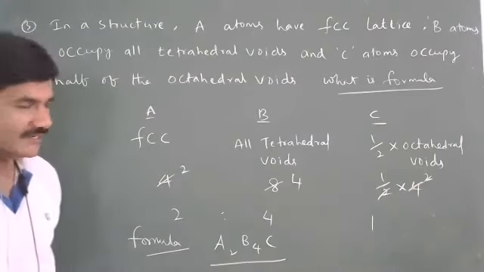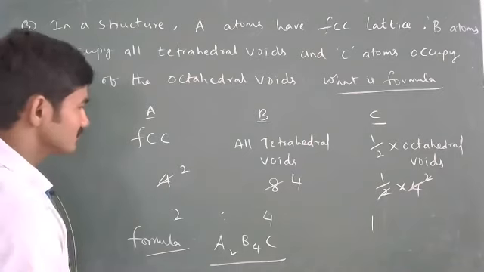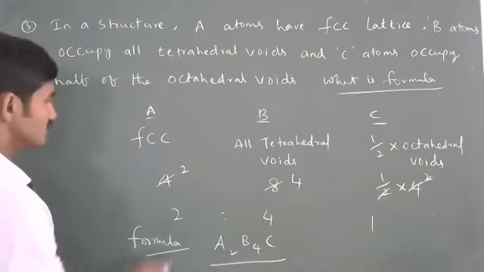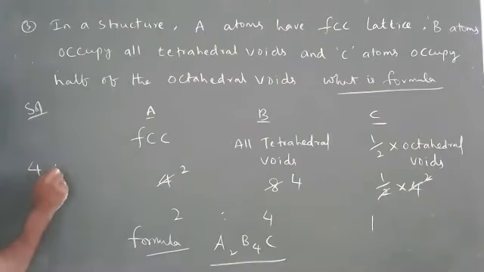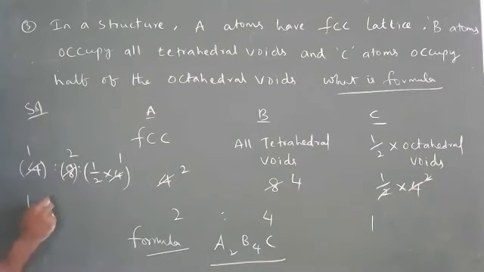A, B to C, why not? A, B to C calculation will be wrong. We just calculate it, that's it. Simplification. You see, so we got 4:8:1/2 into 4. Simplify this, what will we get? If you cancel with 4 also, 4 1 ja, 4 2 ja, 4 1. So what will we get? 1:2:1/2.